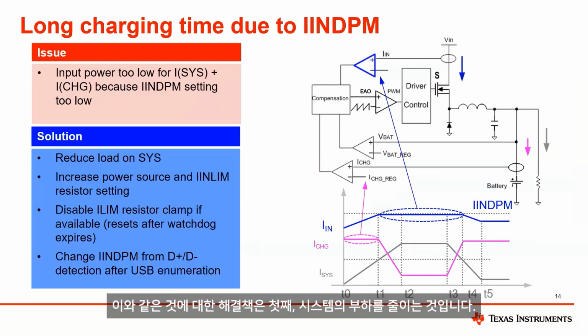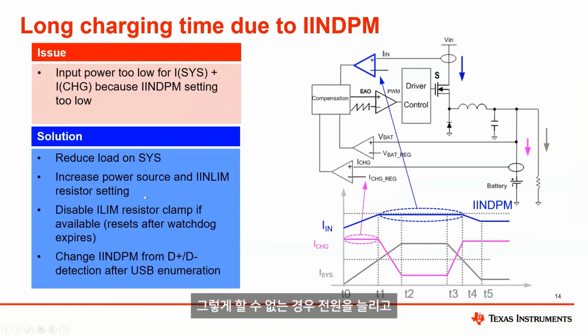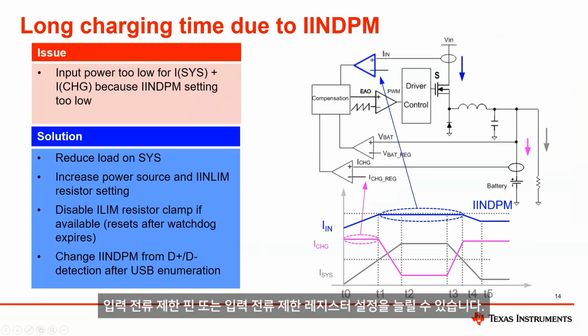So the solution for something like this is, well, first try to reduce the load on the system. If you can't do that, then you want to increase your power source and/or potentially your input current limit pin or input current limit register setting.